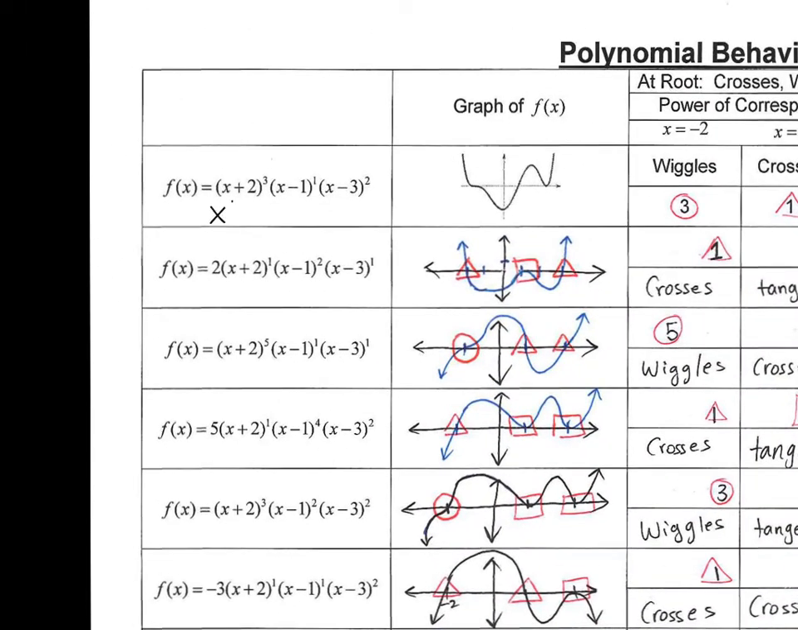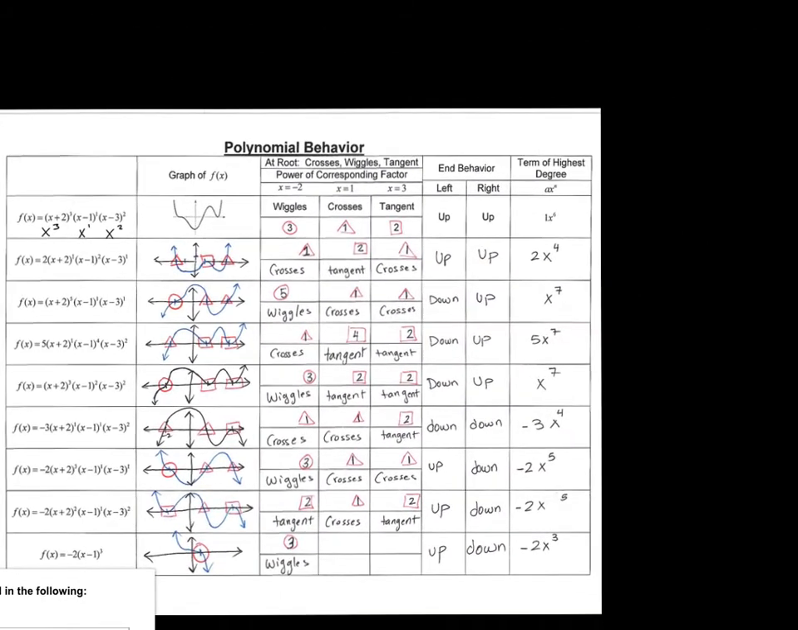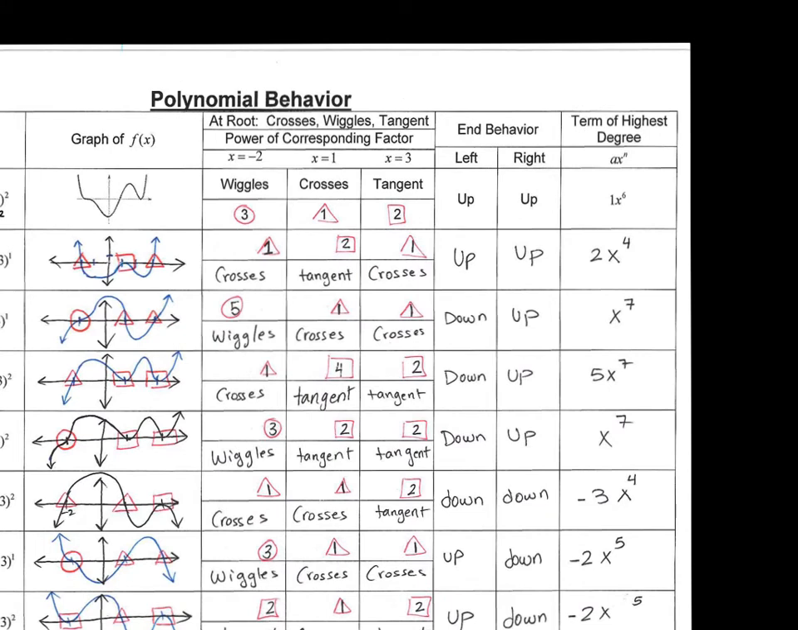That's an x to the power 3. Then that's an x to the power 1, and that's an x to the power 2. So in order to find the term of the highest degree, you just basically add the powers. So 3 plus 1 plus 2, that's a 6. Okay? So that's the term with the highest degree. So in order to know what type of end behavior that certain equation has, you have to find the term with the highest degree, and that will tell you.